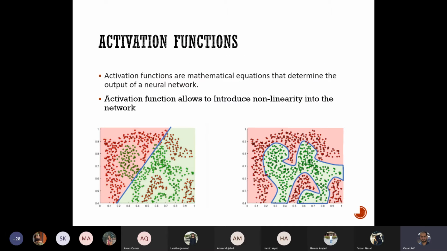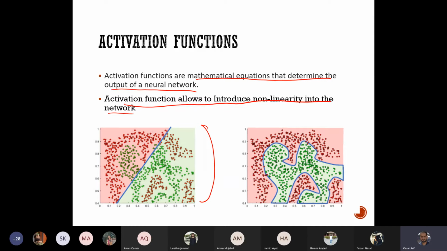Okay, so the activation function is important. The activation functions are mathematical equations that determine the output of the neural network. Activation functions allow us to introduce non-linearity into the network. And what will this non-linearity help us in? It will help us in getting non-linear decision boundaries. For example, if you have a data set like this over here, then you can see there are two classes, green and red, and a linear decision boundary will not be able to distinguish these two classes. For that, you need to have a non-linear boundary.